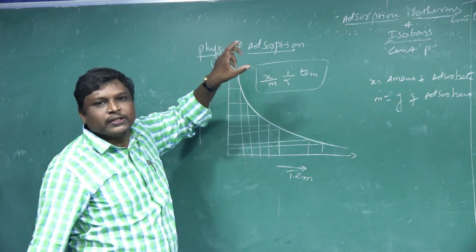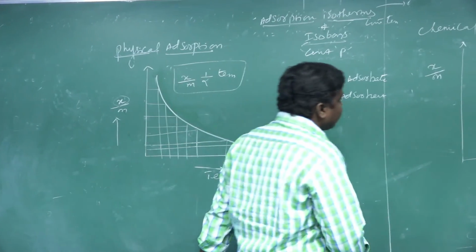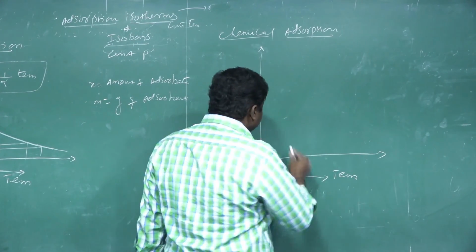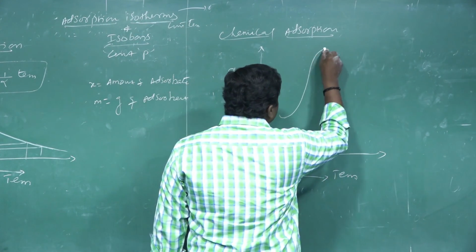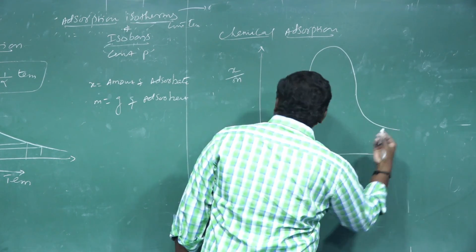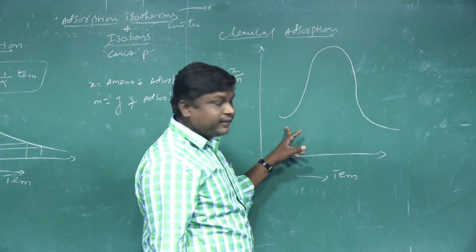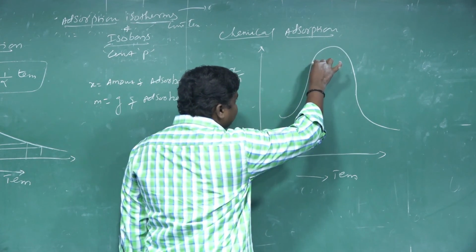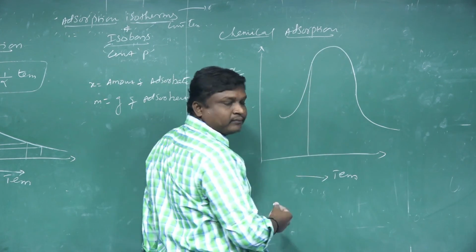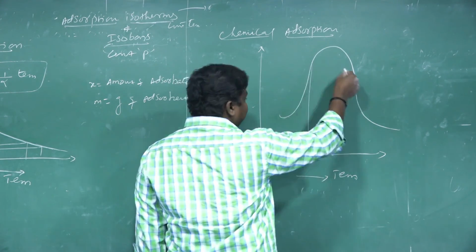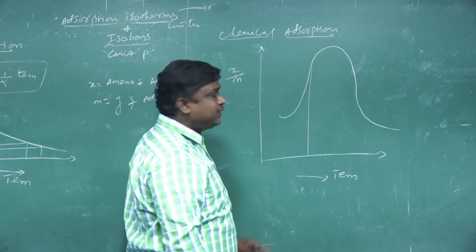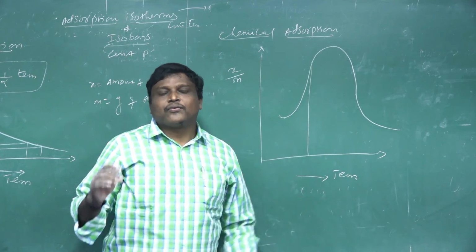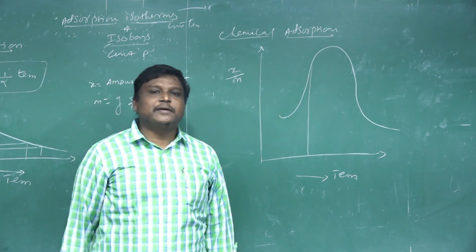Next, chemical adsorption, that is chemisorption. First the X by M value increases as the temperature increases, and the next one decreases. This is adsorption isotherms and isobars for physical and chemical adsorption.